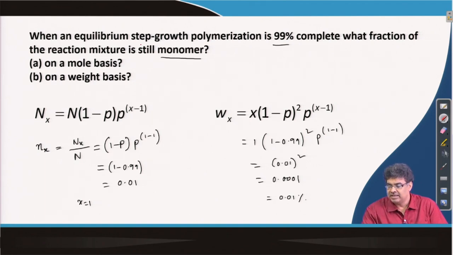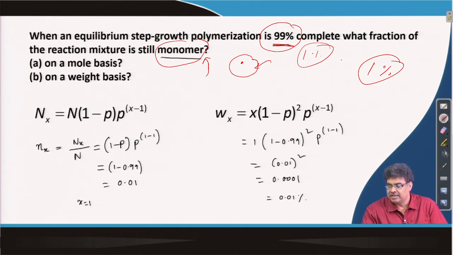When equimolar step growth polymerization is 99% complete, your reaction is about to complete. What fraction of the reaction mixture is still monomer? Monomer is the starting material of your reaction. You are saying that 99% is complete, so how much monomer will be there? Even by reading this statement, I can say 1% will be there, only 1% monomer, because 99% conversion is already there.